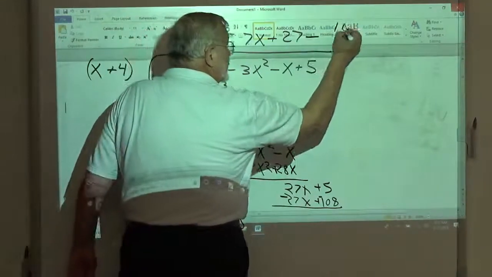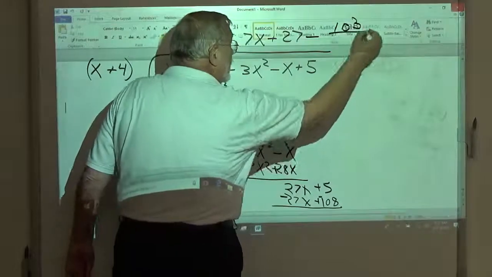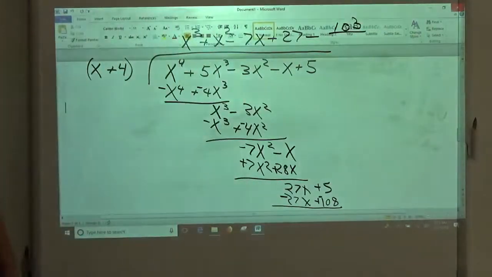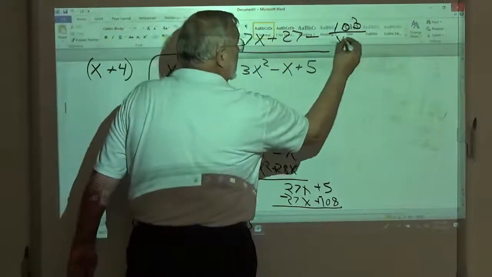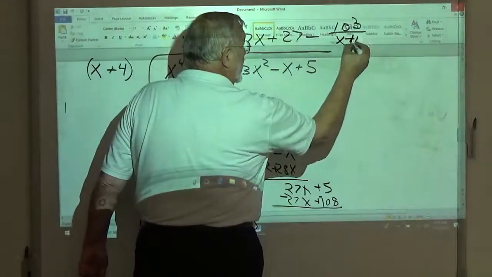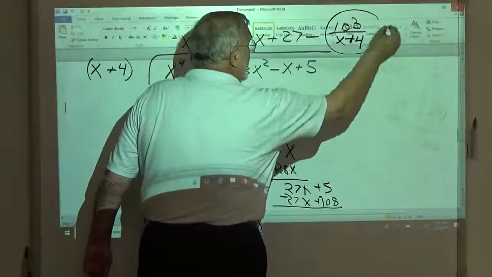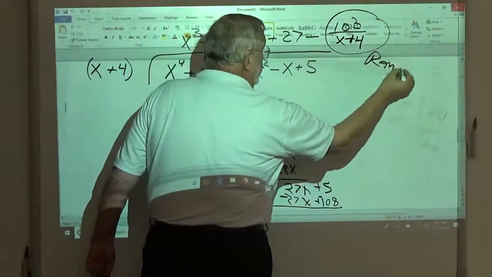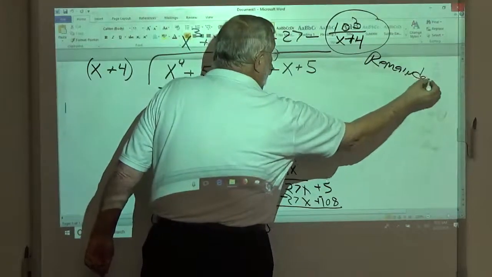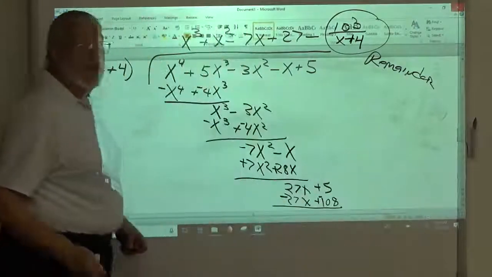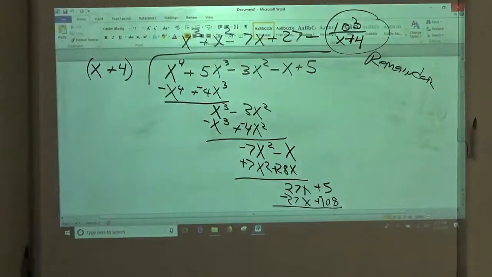So it's minus 103 over what? What did I divide by? X plus 4. X plus 4. And this is the remainder. Now, a lot of times, the values that you're going to use are going to give you a remainder of 0. But it doesn't always happen that way.